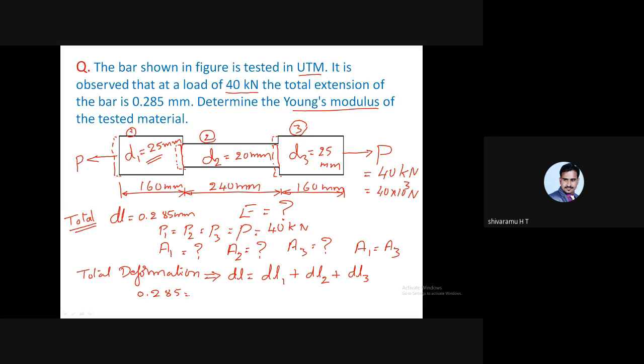So 0.285 will be equal to dl1 plus dl2 plus dl3. We know deformation dl is equal to PL divided by AE. We can take L naught or L simply. P indicates the load, L indicates the length, A indicates the area, and E indicates the Young's modulus.